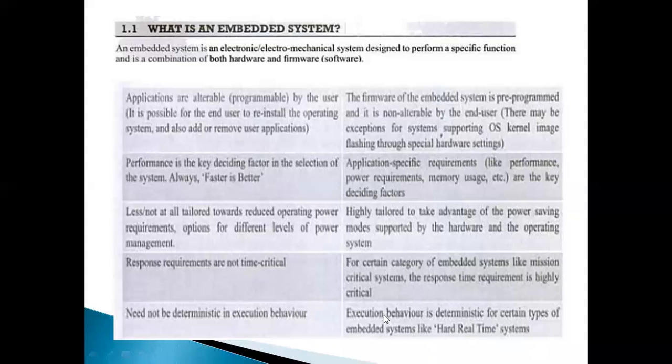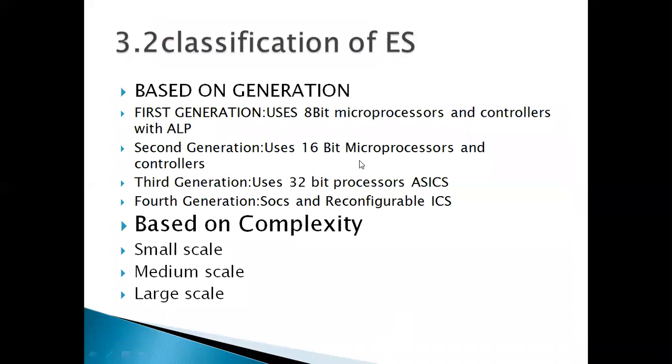So next, we have a classification of embedded systems. Embedded systems can be classified based on the generation as first generation, second generation, third generation, and fourth generation embedded systems. Initially, the embedded systems used very small microcontrollers and microprocessors called 8-bit microcontrollers like 8085, 8086, and 16-bit microcontrollers. That is called first generation embedded systems.